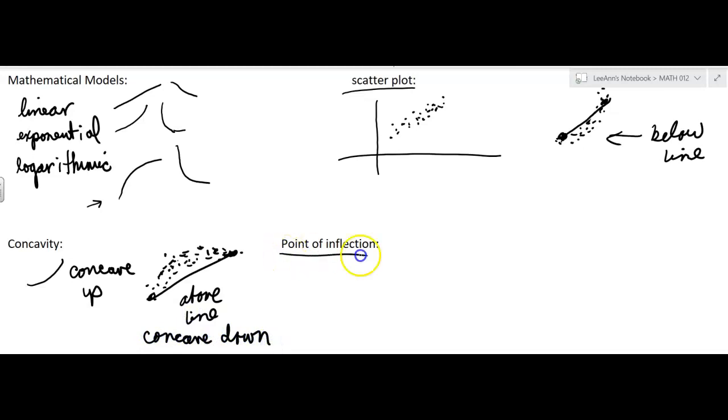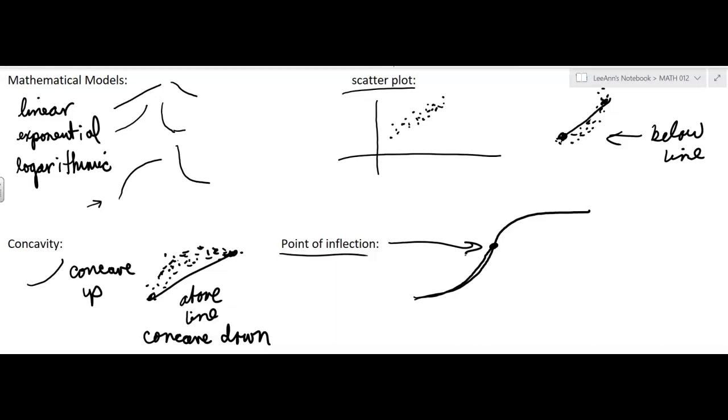And then one other vocabulary thing they threw in, I just want to point this out. We were just talking about a logistic growth model. Okay, it starts out concave up, right? It's like an exponential curve, right? It starts out that way, but then it levels off. Well, this point where it changes concavity, that's called a point of inflection, okay?